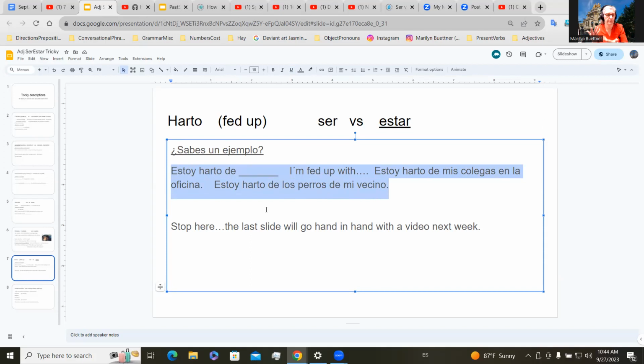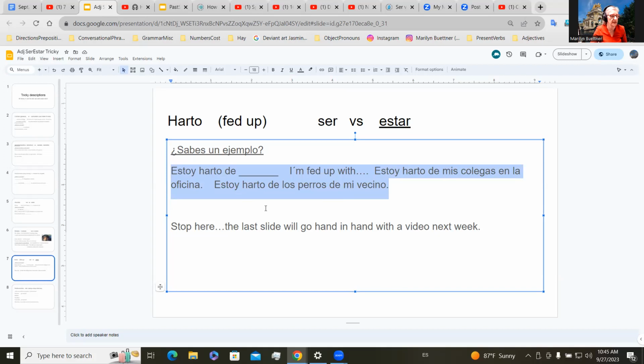Estoy harto de, I'm fed up with. Estoy harto de mis colegas en la oficina. I'm fed up with my coworkers at the office. ¿Sí? Estoy harto de los perros de mi vecino. I am fed up with my neighbor's dogs, because I don't know, they leave deposits in my yard, they bark too much, lo que sea, whatever it might be. ¿Sí? Estoy harto de.